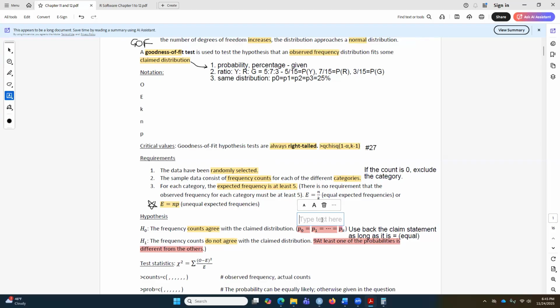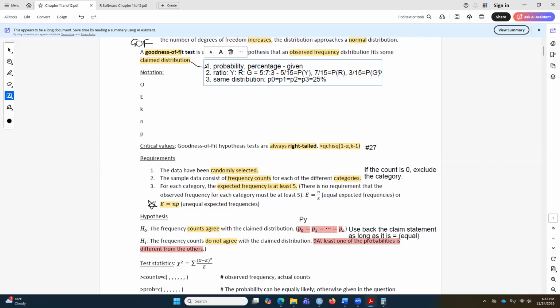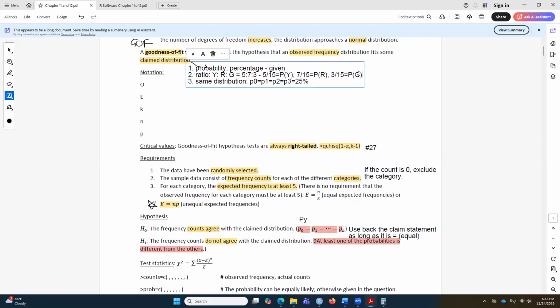If they are in ratio form, then let's use the yellow, red, and green again. Py in this case will be exactly the same as what we did here. So I'm going to copy down this. There you go. So this will be your claim statement. So your P yellow equals 5 out of 15. P red in this case is 7 out of 15. And then P green is 3 out of 15.